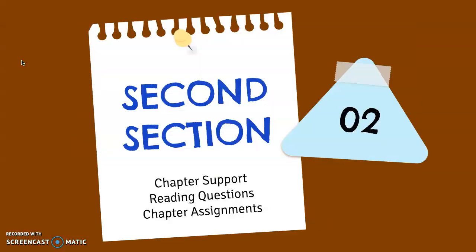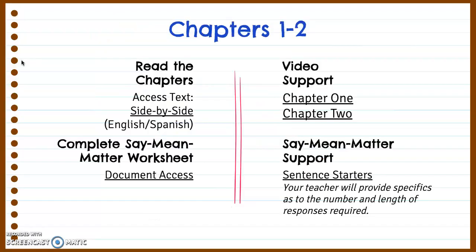Here's a quotation from the novel, which leads you to the second section. The second section is the actual 34 chapters of the book. Chapters 1 through 2 have the link for the text. The text is a side-by-side version, which has English and Spanish. If you have given your students copies of the novel, then they'll have that. But if not, here is access to that.